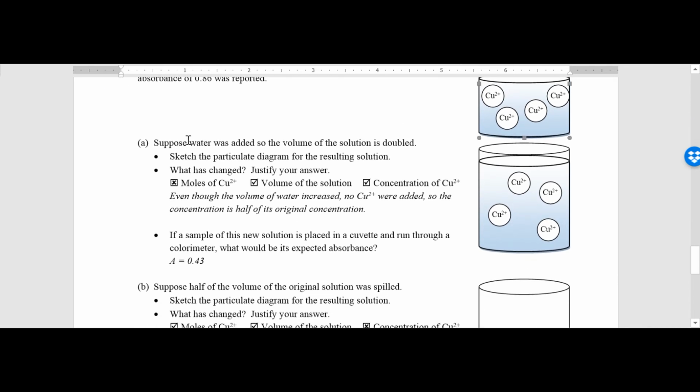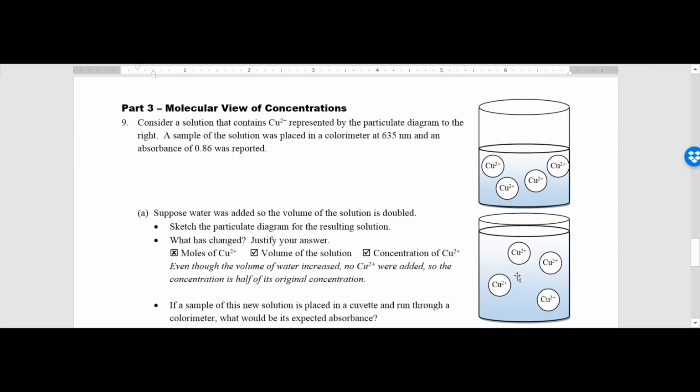Question number 9 says suppose water was added so the volume of the solution is doubled. If you can see, the water changed, but none of the ions disappeared. We still have 4 ions, but water was just added, and that's called a dilution. If you add water to blue food coloring, it gets lighter and lighter. If you keep adding more and more water to, say, 1 or 2 drops of food coloring, it's going to get lighter and lighter.